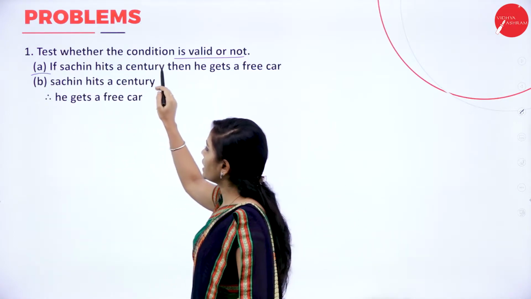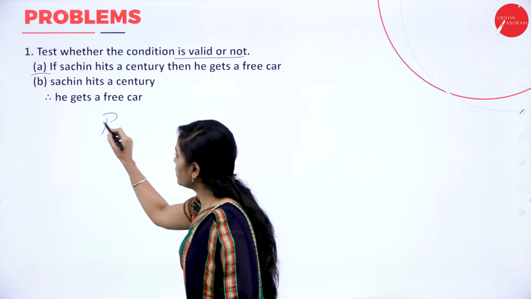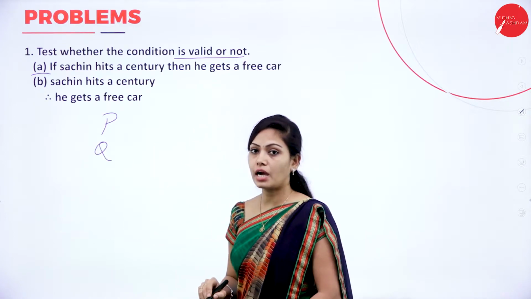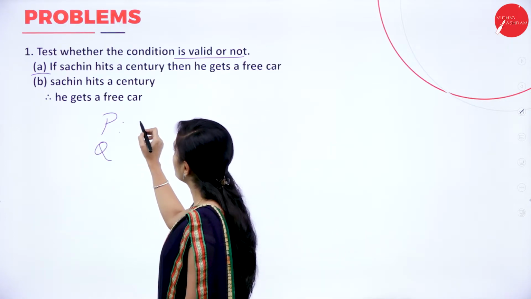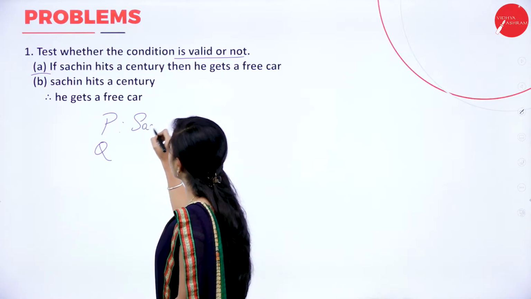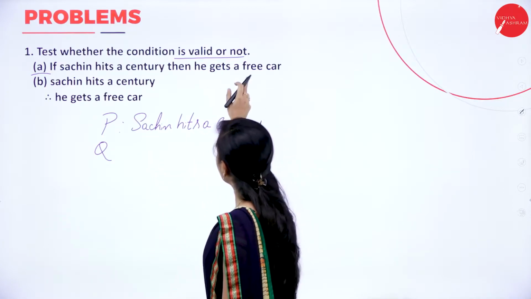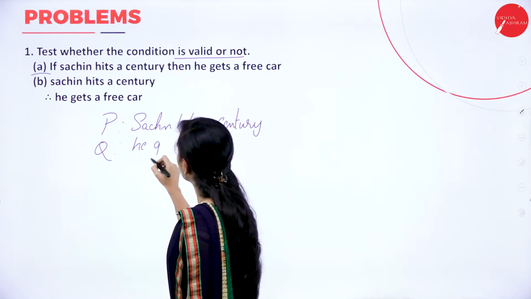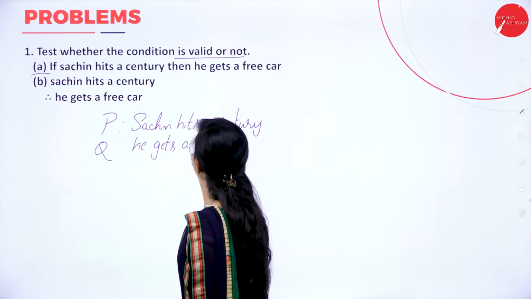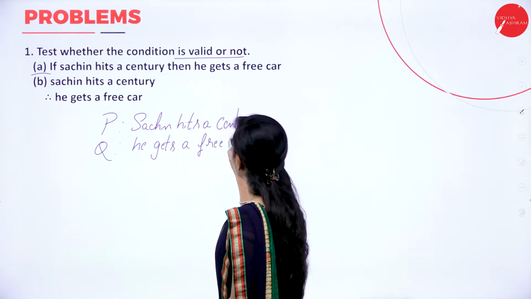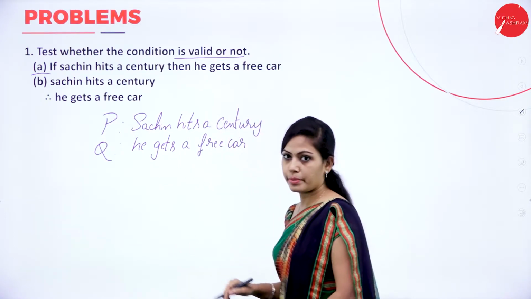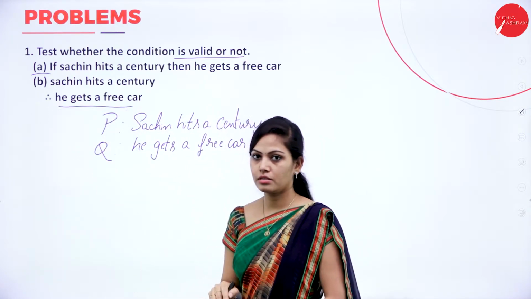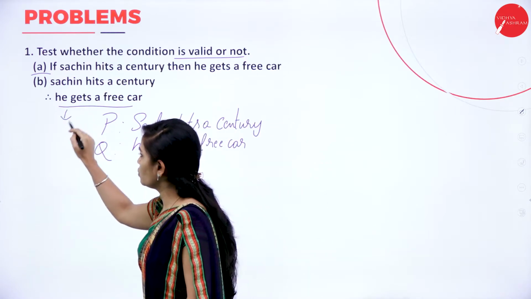If Sachin hits a century, that is statement P, and then he gets a free car. So, what is the P statement? If Sachin hits a century, then he gets a free car, that is the first statement. He gets a free car, this is the second statement. And therefore, he gets a free car. Therefore means it is a conclusion.